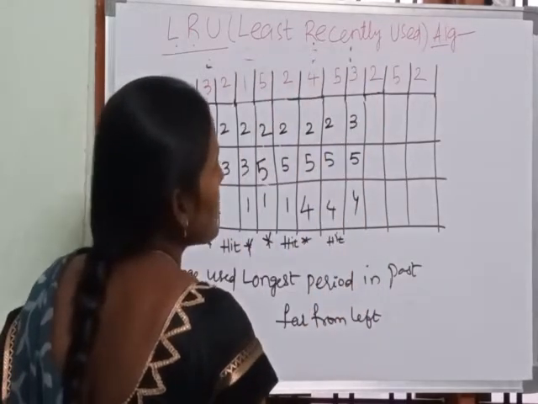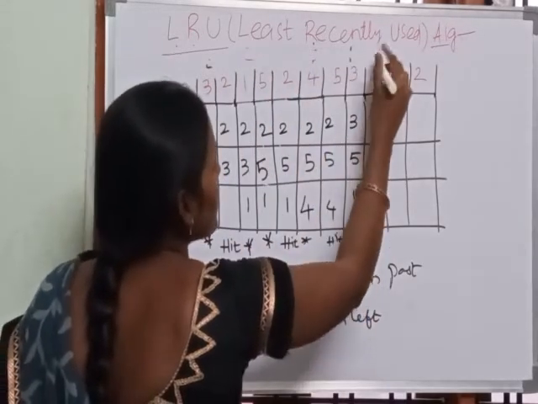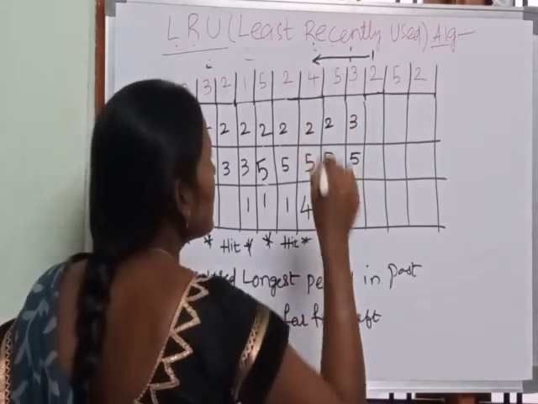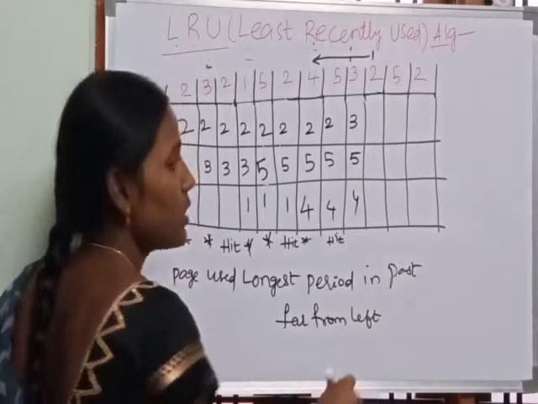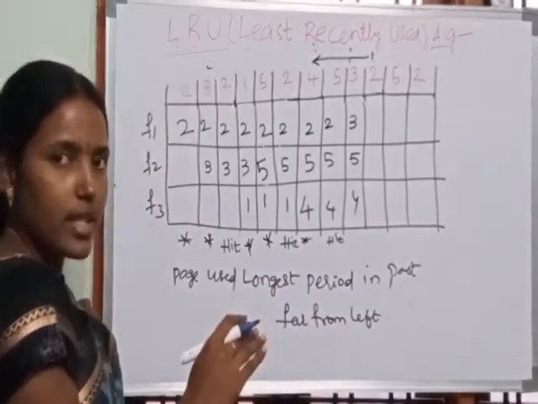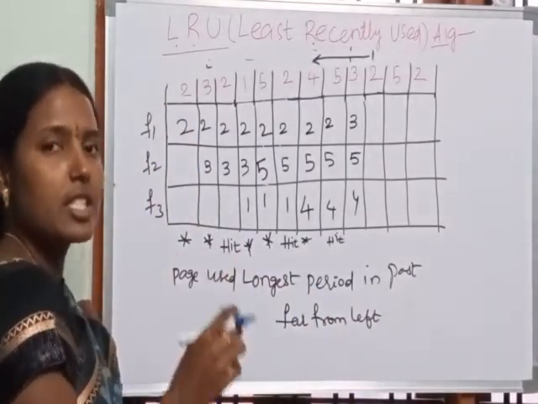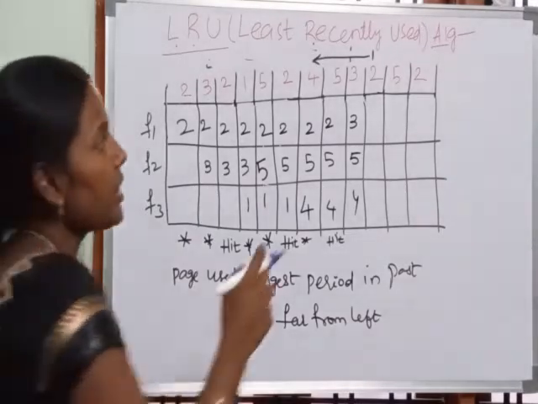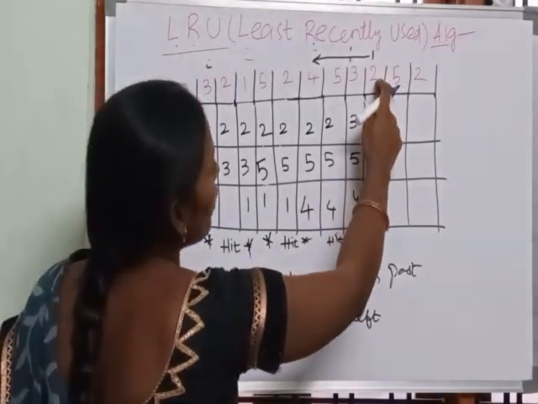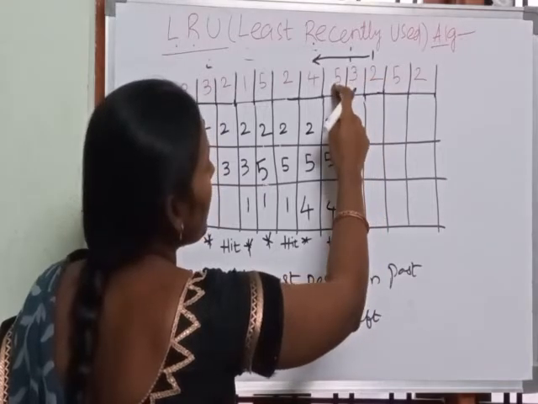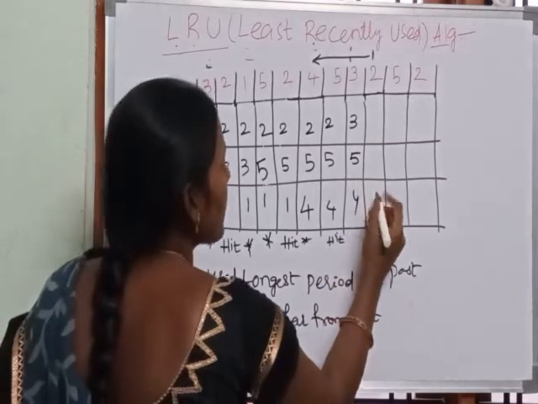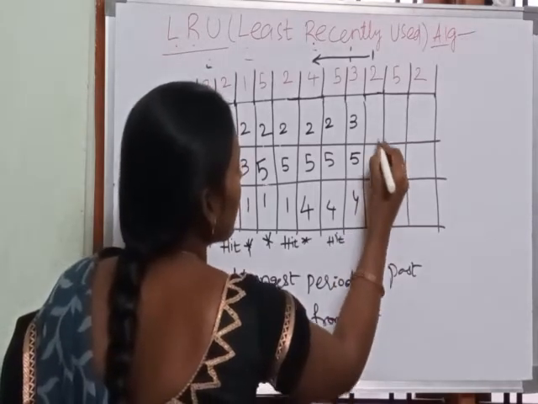Next, 2. Consider from 2, far from left. That means least recently used. Out of the used pages, we consider the least, that means the lowest one. Before 2 what do we have? 3, 5, 4. So the last one is 4. 4 is to be replaced with 2, and 5 and 3 remain.